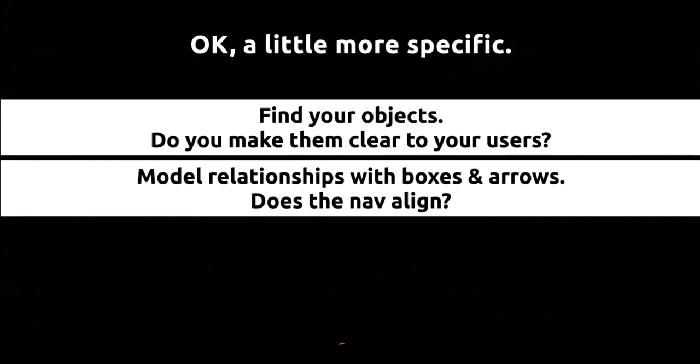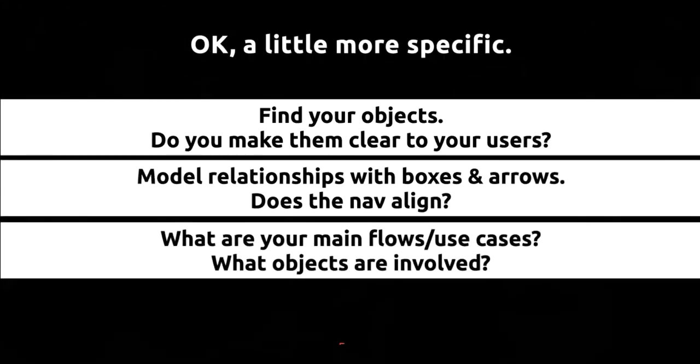Model your relationships with some boxes and arrows. Find those objects, draw them up in boxes, and start drawing arrows between them. Figure out what the relationships are between those objects, and then look at your navigation and see, well, there's a very clear relationship here between classes and students, but I can go to a class and I can't see the students that are in my class. I can't actually navigate to those students, or I can see those students, but I can't navigate to the detail page.